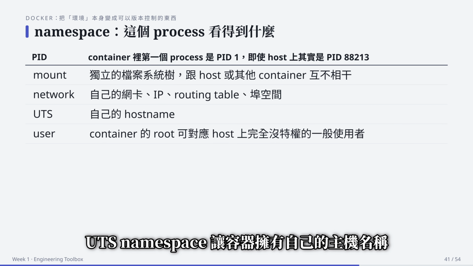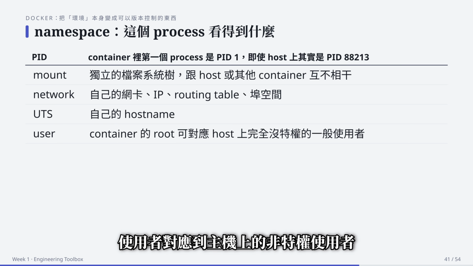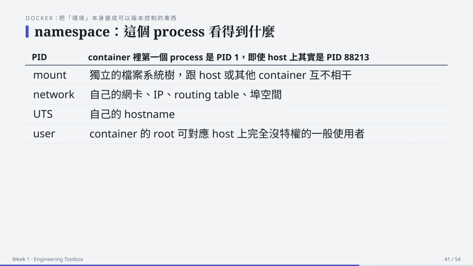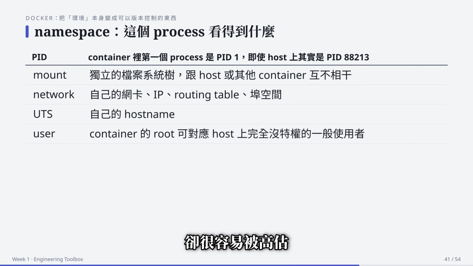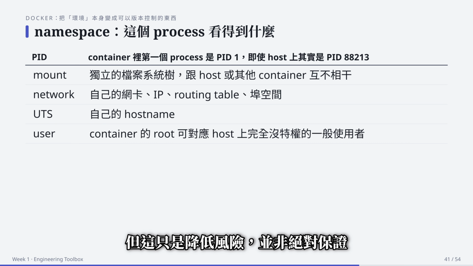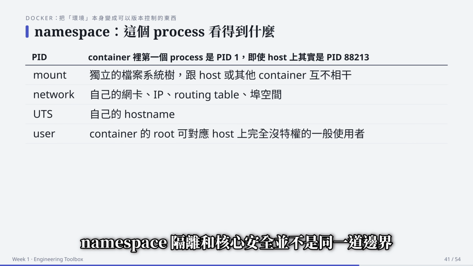A UTS namespace gives the container its own host name. A user namespace can map the container's root user to an unprivileged user on the host. The process has root privileges within its isolated environment without necessarily having root privileges on the host. That final point deserves careful attention because user namespaces are useful but easy to overestimate. Inside the container, the process is root. On the host, that same process may correspond to an account with no special privileges. If the process somehow escapes the container, it doesn't automatically gain root access to the host. However, this is a mitigation rather than an absolute guarantee. Namespace isolation and kernel security are not the same boundary.